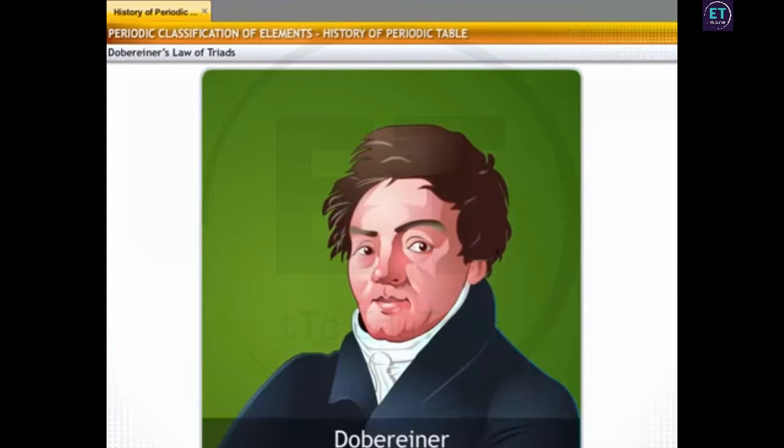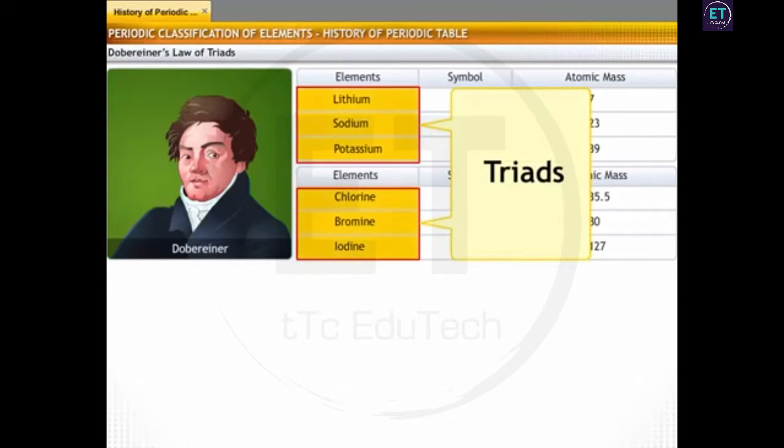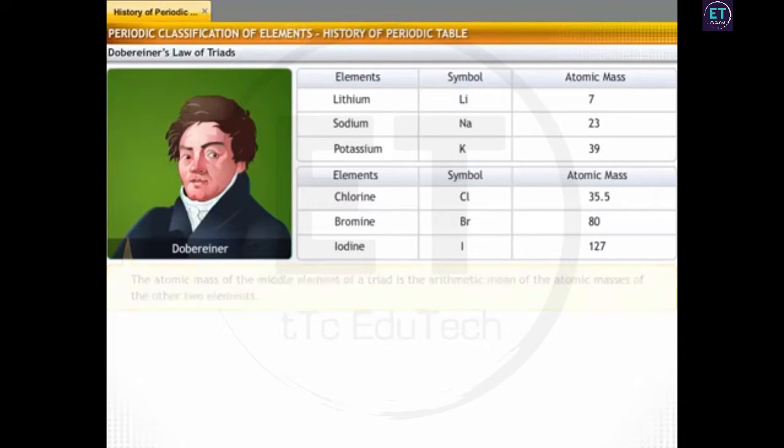After further research, a German scientist, Döbereiner, arrived at a hypothesis in the year 1829. According to Döbereiner, all elements occurred in groups of 3 when arranged in increasing order of atomic masses. He referred to these groups as triads. Döbereiner's Law of Triads states that the atomic mass of the middle element of a triad is the arithmetic mean of the atomic masses of the other 2 elements.